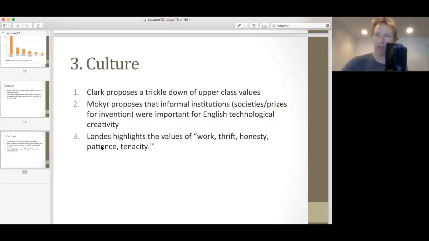Okay, the Brits just have this strong work ethic, a bit piggybacking on Max Weber with the Protestant work ethic. They just have these values that are conducive to technological growth. Mokyr is a little bit more nuanced. What he says is there are lots of informal institutions. There's a blurry line between institutions and culture when you're talking about informal, non-governmental institutions.